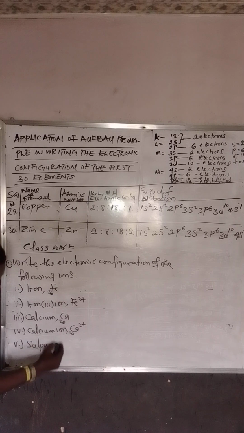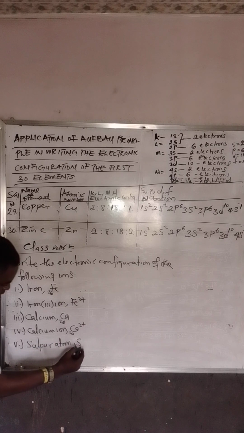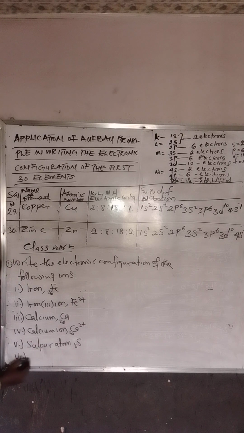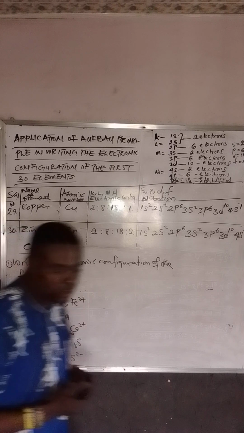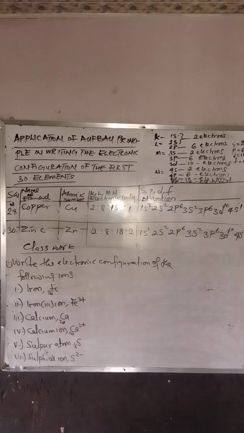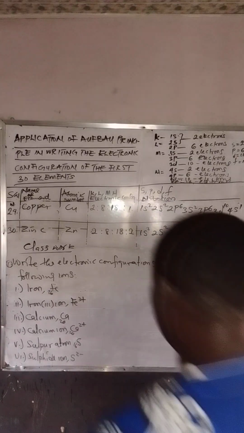Okay, let's consider sulfur first. The sulfur atom, which is S16, and the sulfide ion, which is S2-. So we want to write the electronic configuration for this. What do we do?